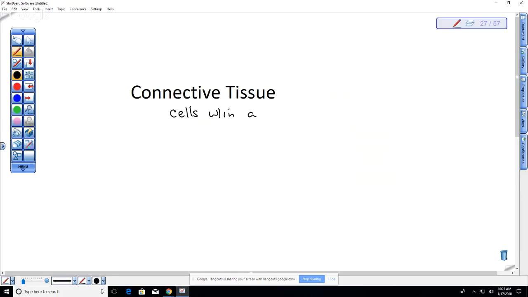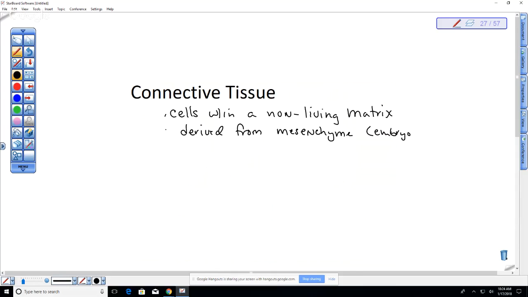within a non-living matrix. So the cells produce the non-living matrix, and then they reside in there. And the other thing that connects the connective tissue together, the reason why they're all called connective tissue, is that it's derived from a type of embryonic tissue called mesenchyme. That's mesenchyme. So this is an embryonic tissue.